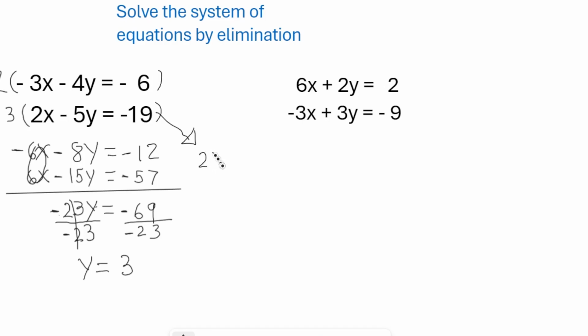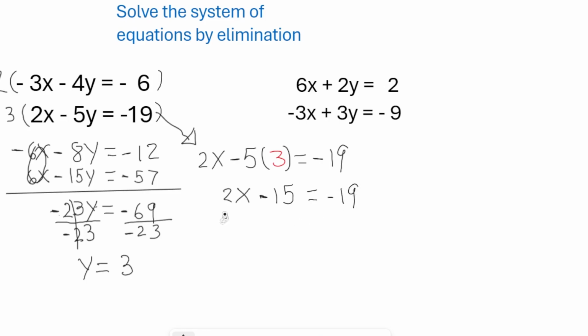I'm going to write 2 times x minus 5 times y, and all of that should be equal to negative 19. The value for y is the answer that we got. In this case, it's going to be 3. And now let's go ahead and multiply it. Nothing will happen to 2x. I'm going to just bring it down. Multiply negative 5 times 3. You're going to get negative 15. And all of that equals negative 19.